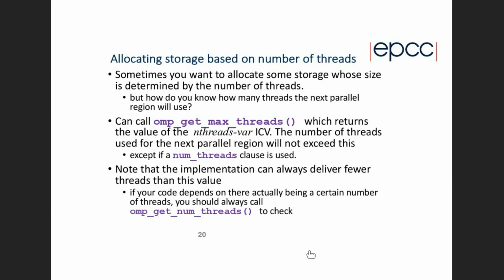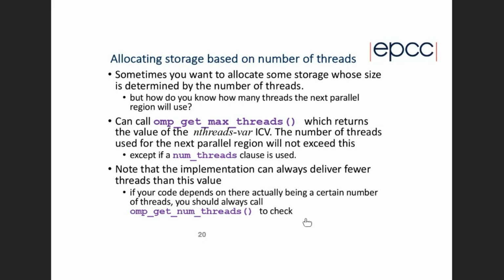Say you want to allocate some storage whose size is determined by the number of threads. But then how do you know how many threads the next parallel region will use, and how big this storage should be? If you call omp_get_num_threads outside the parallel region, that returns 1, so there's no help. However, there is omp_get_max_threads.